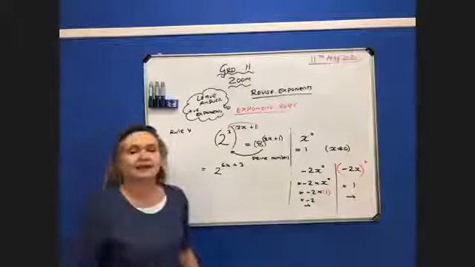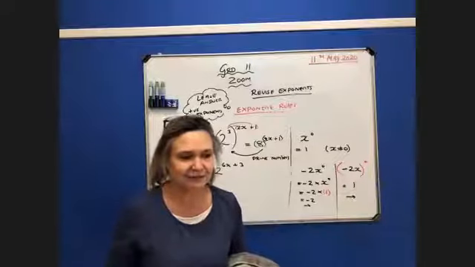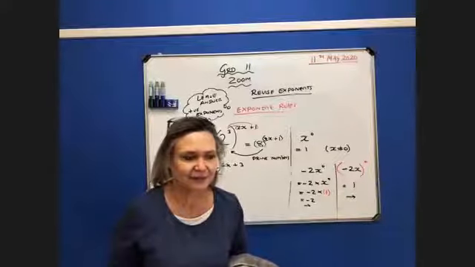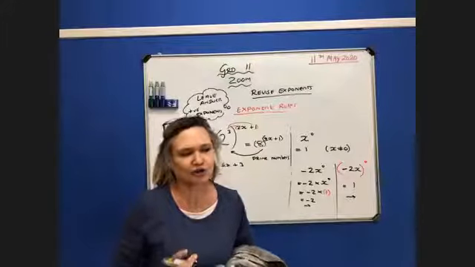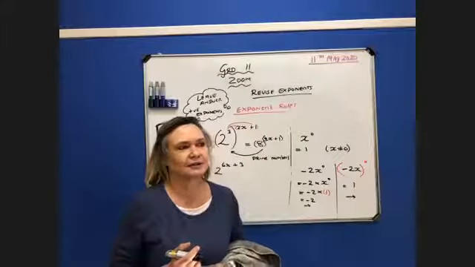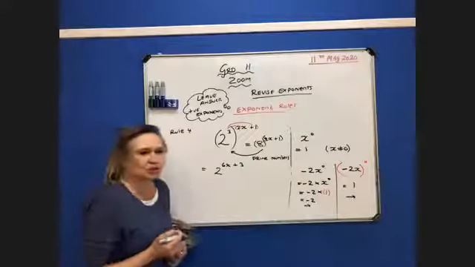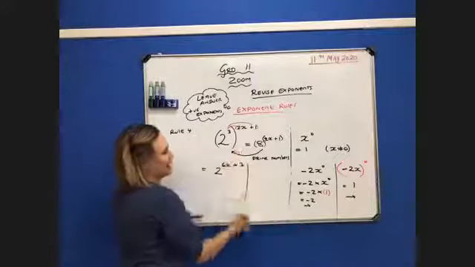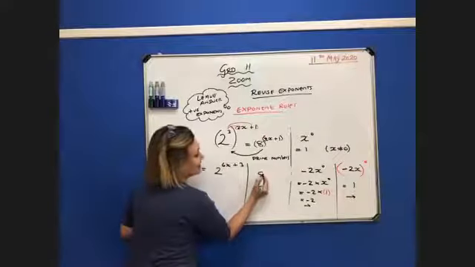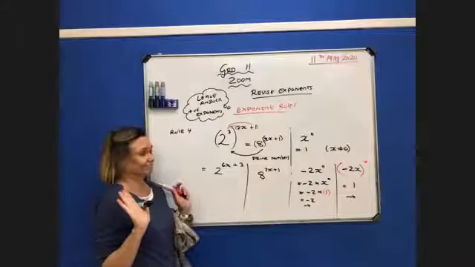Ma'am? Yeah. Are both answers correct? Because you wrote 8 to the power of 2x plus 1, and then you wrote 2 to the 6x plus 3. Either that, or it's 8 to the 2x plus 1. Oh, okay. Thank you, ma'am.